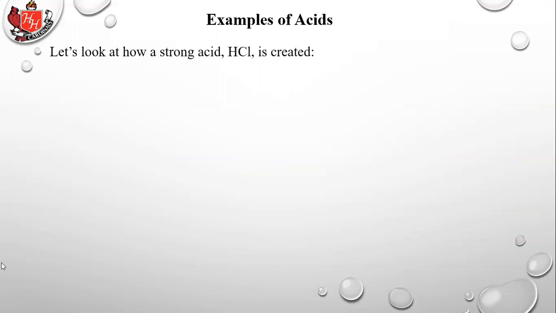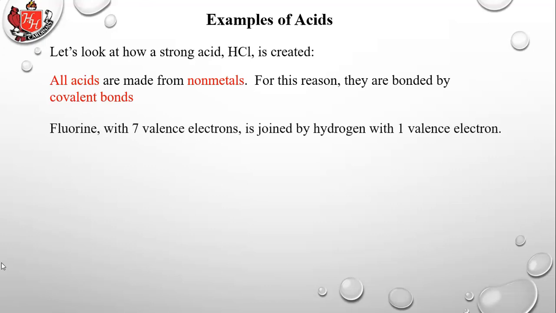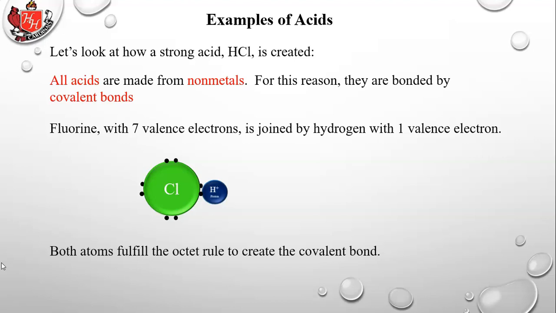Let's look at how a strong acid, HCl, is created. So all acids are made from nonmetals. This goes back to the foundations unit when we talked about covalent bonds. For this reason, they are bonded by covalent bonds. That is, they share electrons to fulfill the octet rule. Fluorine with 7 valence electrons is joined by hydrogen with 1 valence electron, like that. Both atoms fulfill the octet rule to create a covalent bond. So acids are made up of nonmetals.